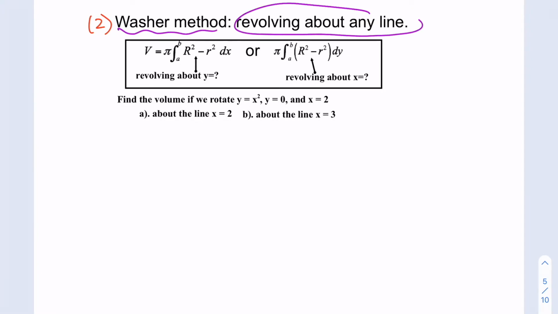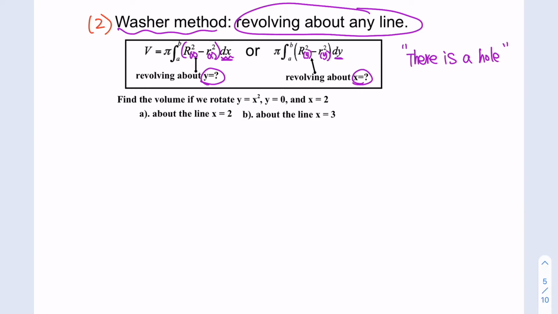The washer method. When we revolve about any line, sometimes there is a hole. In this case, the inside function will be big R squared minus lowercase r squared dx. So this will be a function of x, or dy will be a function of y. If we revolve about y equals, we'll use dx. x equals, we use dy. Let's have a look at the example.